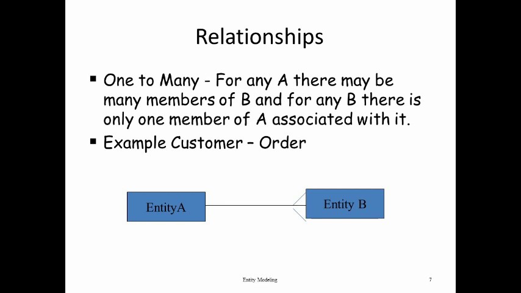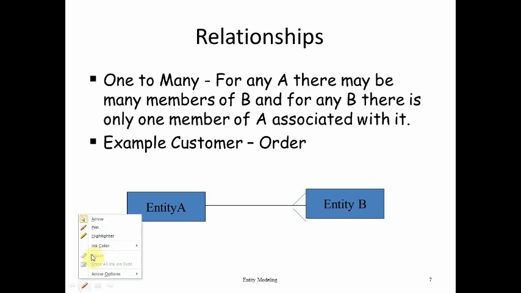For any B, there may be only one member of A associated with it, and therefore that would form what we refer to as a one-to-many relationship. Like here, a customer can make many orders. We can have one customer who can make many different kinds of orders. But if you look at it from this perspective of entity A, entity B, here you can see we have a profit here.